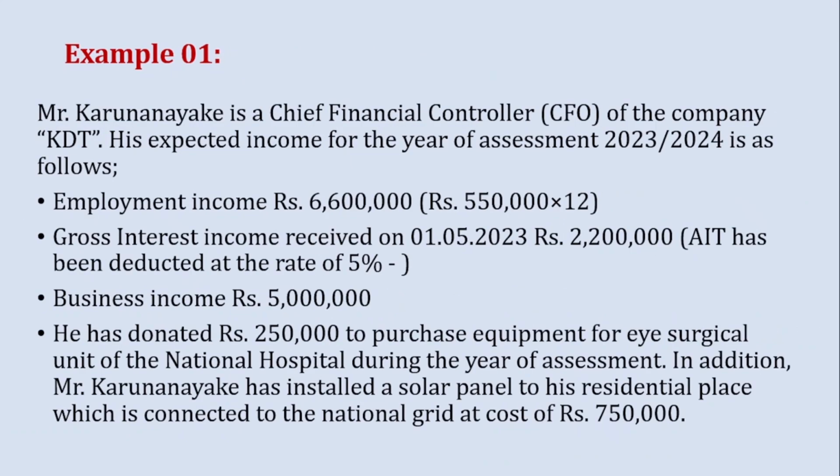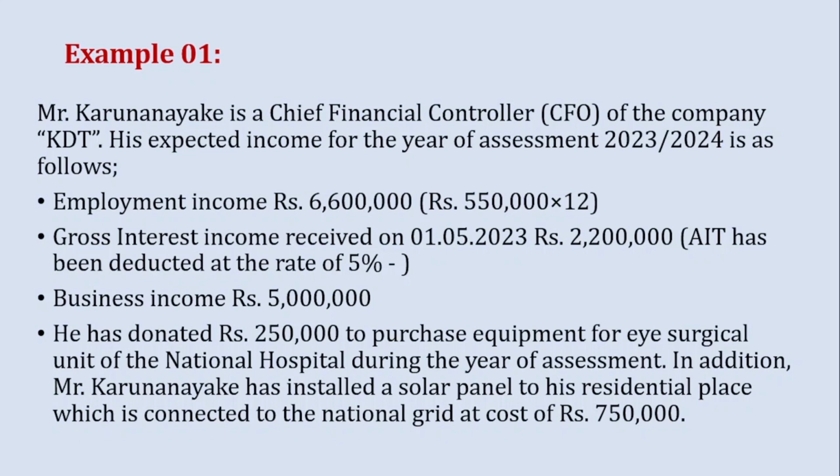Let's move to an example. Mr. Karunanayaka is the Chief Financial Controller of the company, KDT. His expected income for the year of assessment 23-24 is as follows. Employment income 6.6 million, that is 550,000 per month.